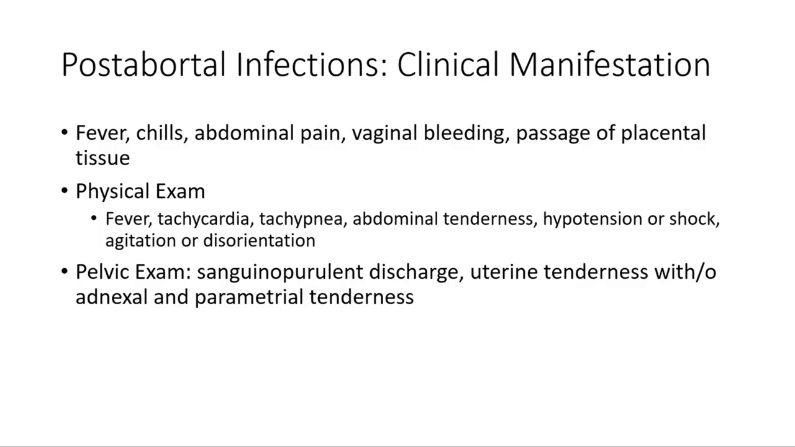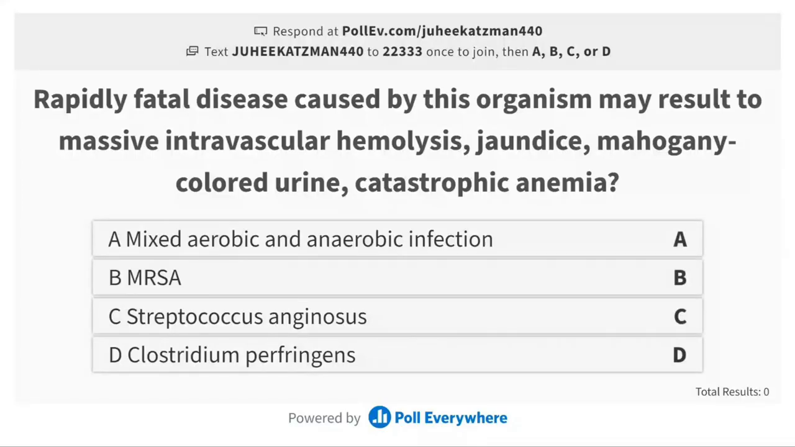So which one was it again? Was the rapidly fatal disease caused by this particular organism that results in DIC, massive intravascular hemolysis, jaundice because they're hemolyzing, mahogany-colored urine, tea-colored urine, and catastrophic anemia, very rapidly fatal.